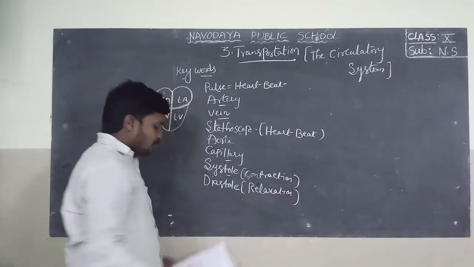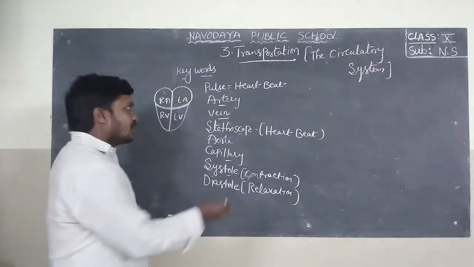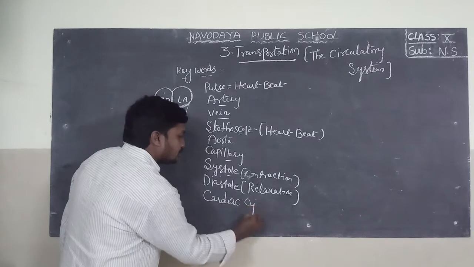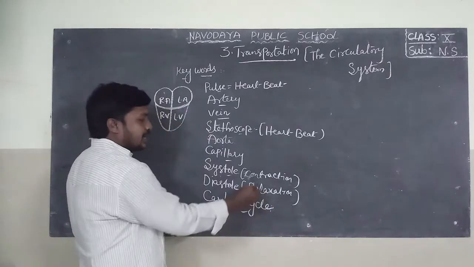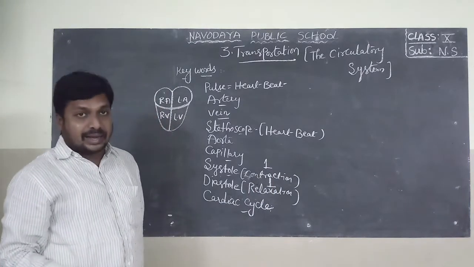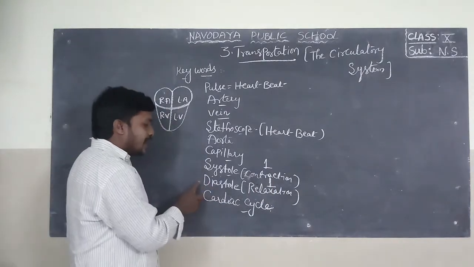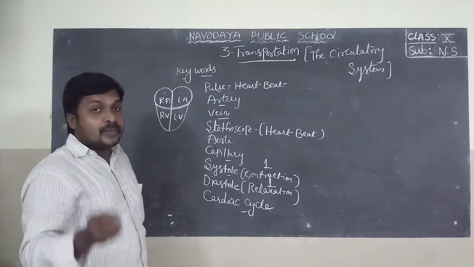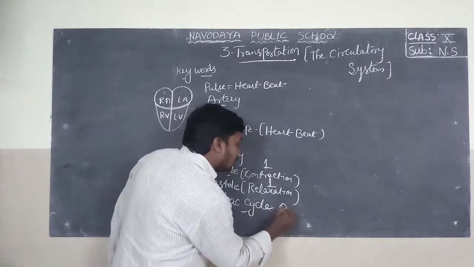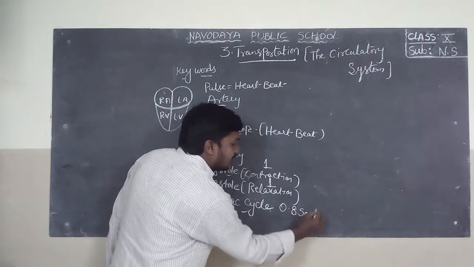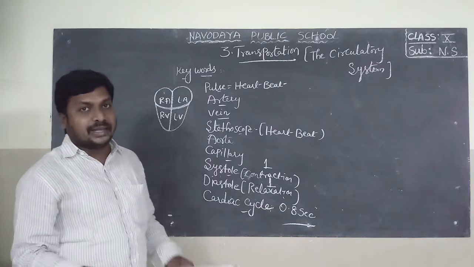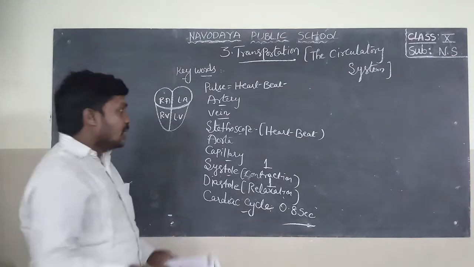One systole and one diastole is equal to one cardiac cycle. Do you know, children? What is meant by cardiac cycle? One contraction and one relaxation of the heart is called a cardiac cycle. The time required for completion of one cardiac cycle is 0.8 seconds.